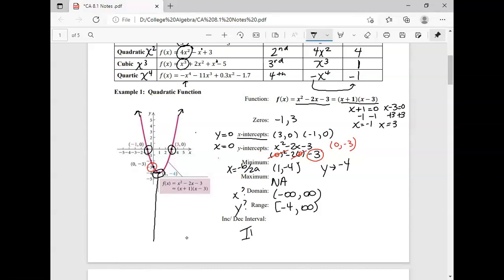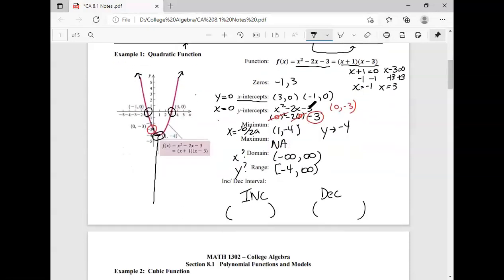Okay, let's talk about intervals that increase and decrease. One thing we said about intervals of increase and decrease is they never have brackets. They always have parentheses. So you could have a bracket on domain and range, but increasing and decreasing don't get brackets. And you're always considering where x is when you're dealing with increasing and decreasing. We don't care about y.